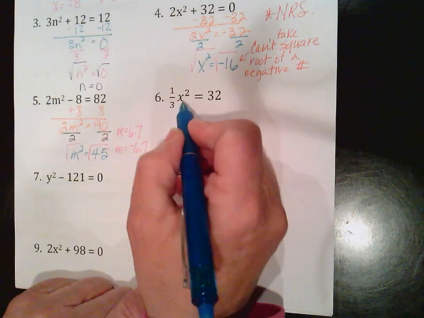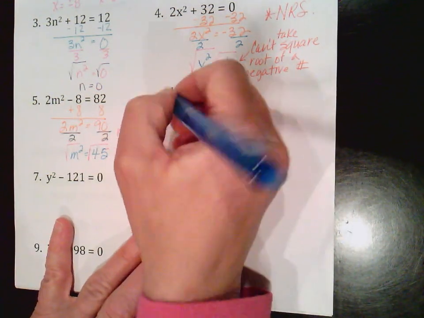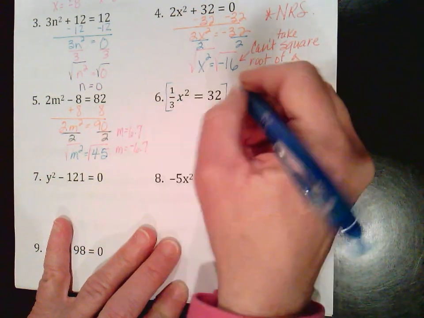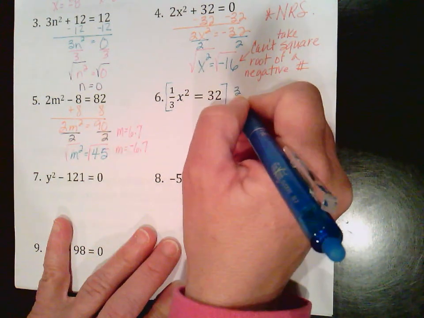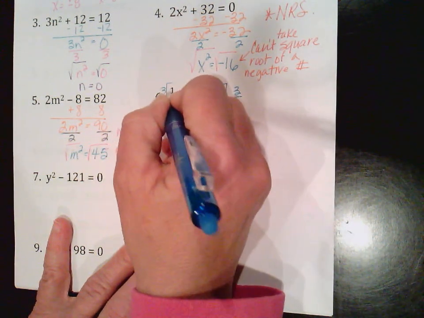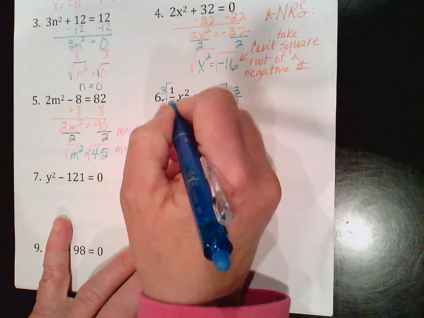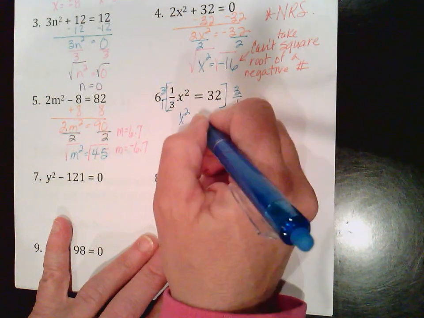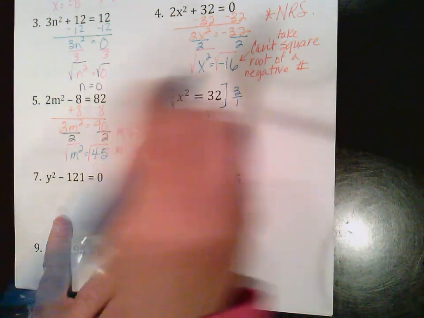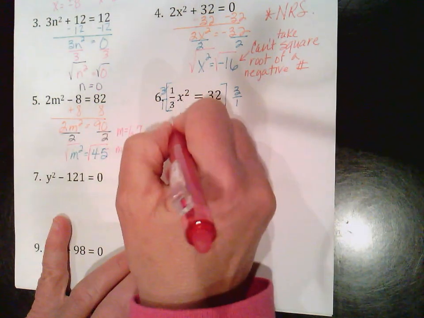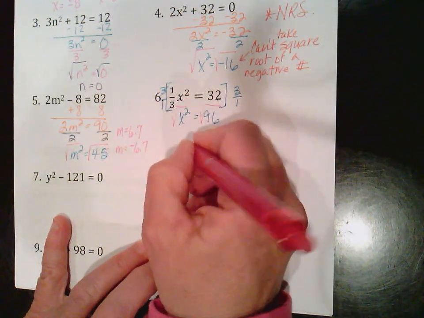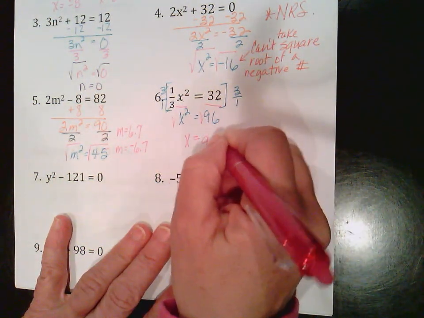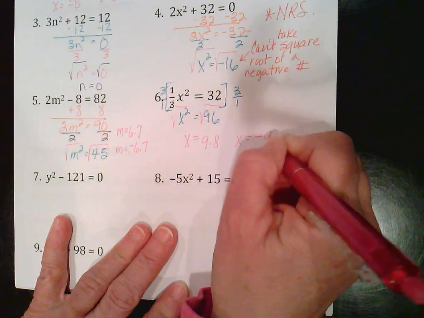Okay, number 6, I'm trying to get the x squared by itself. So I'm going to get rid of this fraction. I'm going to multiply this entire equation by my lowest common denominator, which is 3. So I'm going to multiply this side times 3, and I'll multiply this side times 3. When I multiply this side times 3, the 3's cancel, and I have x squared. 32 times 3 is 96 over 1, which is 96. Now I can take the square root of x squared, and in the calculator, I put the square root of 96, I get 9.8. And remember, it also could be a negative 9.8.